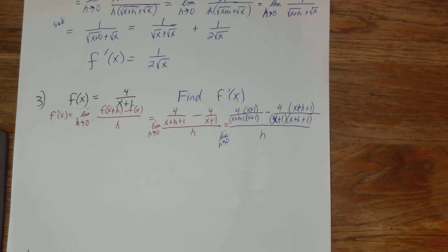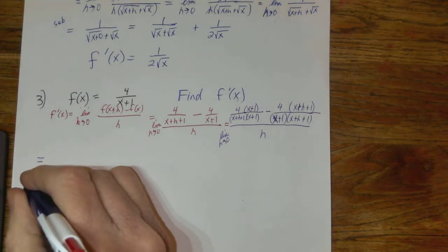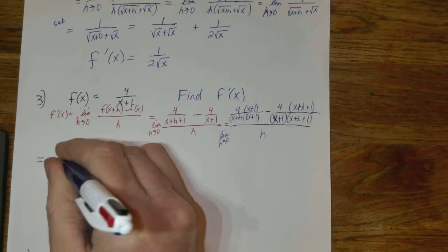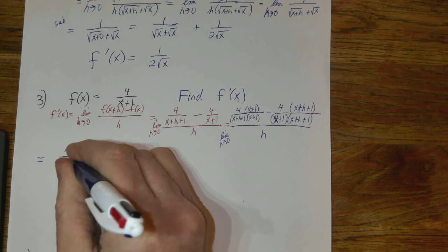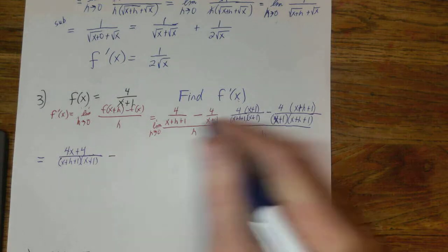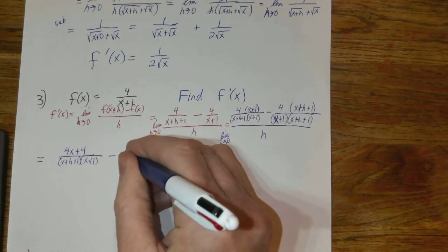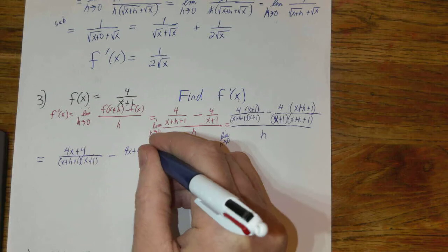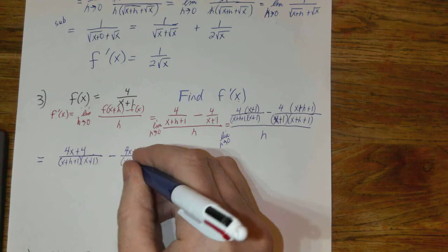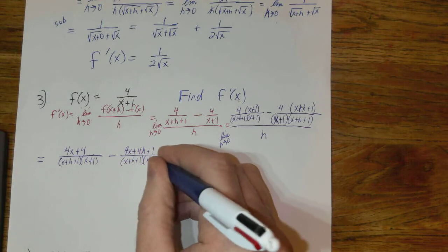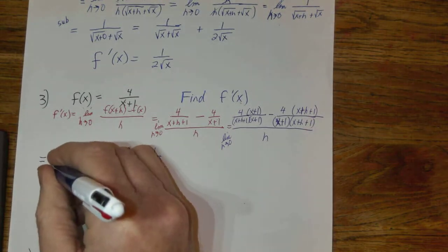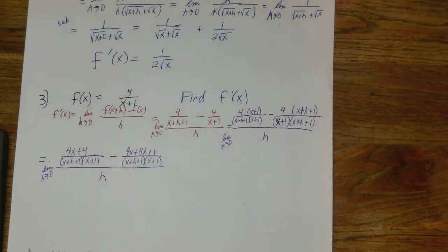Okay, we just got to be real careful with our algebra. And what do I have here? I have 4x plus 4 over x plus h plus 1 times x plus 1, minus 4x plus 4h plus 1 over x plus h plus 1 times x plus 1. That is over h, and I still haven't calculated with the limit yet.